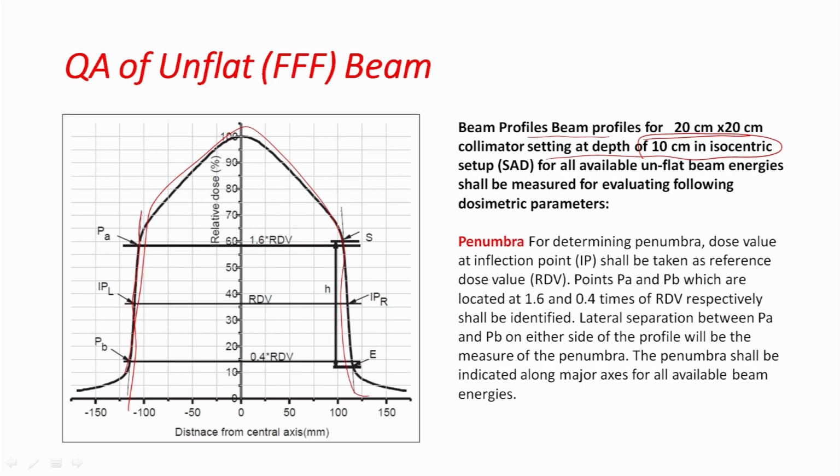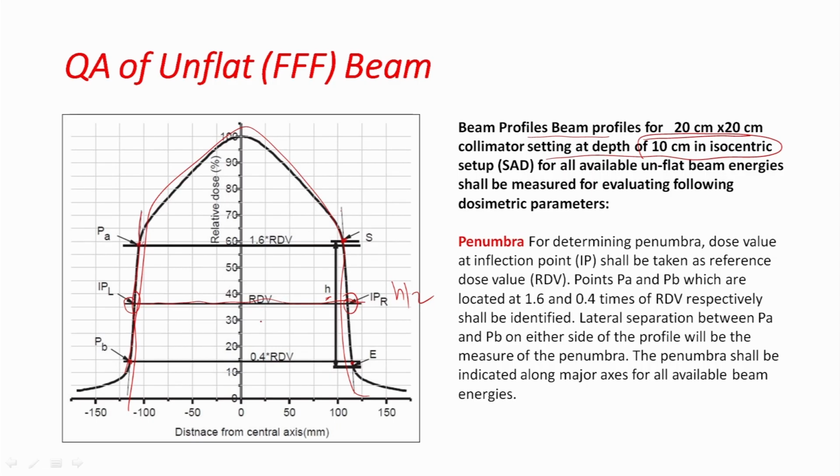where this tangent is intersecting, here, here, here, here, you need to mark the intersection start and end. Then you need to draw a perpendicular line, and that is called the h value. At h by 2, you have to draw a horizontal line, and you will get the right inflection point and left inflection point, and this line is called the reference dose value.